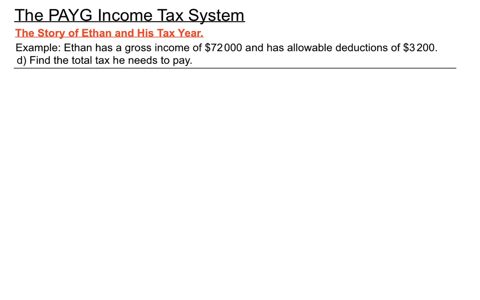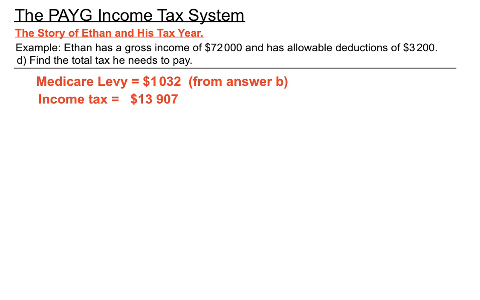Alright, find the total tax he needs to pay. So we figured out that there was a Medicare levy, and a levy is really just another term for a tax. So that's kind of coming out of his pay and coming out of his bank account as well. So there's a Medicare levy of just over $1,000 from answer B. We've got income tax that we just figured out from that tax table of $13,907. That's from the answer to part C of our example.